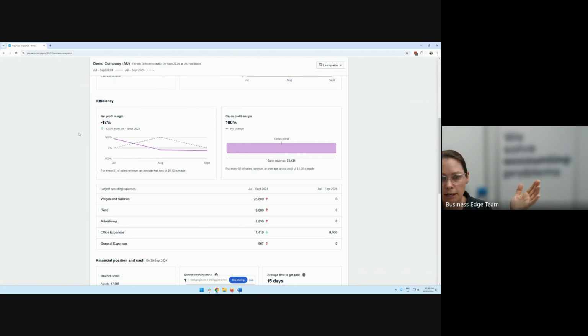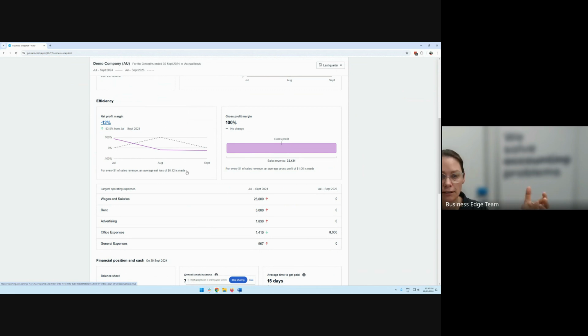These might be things you hear your accountant talk about, or people that run their reports regularly. But there's no harm in you starting to understand what these mean to you in your business. So here it's talking about what's the net profit margin for your business, and it's got a really clean-cut explanation that for every dollar of sales revenue, there's an average loss of 12 cents being made, which is 12%. So every time you're selling something, you're actually making a loss.